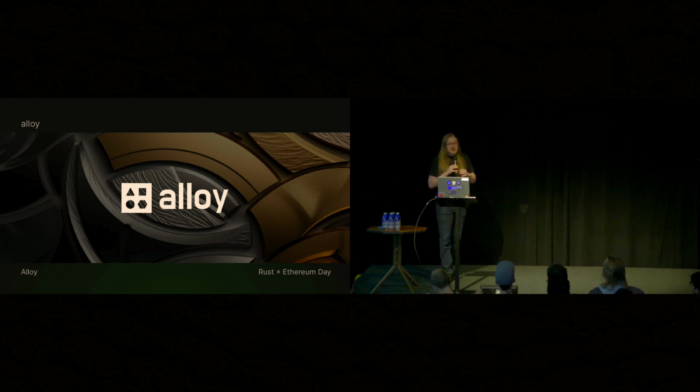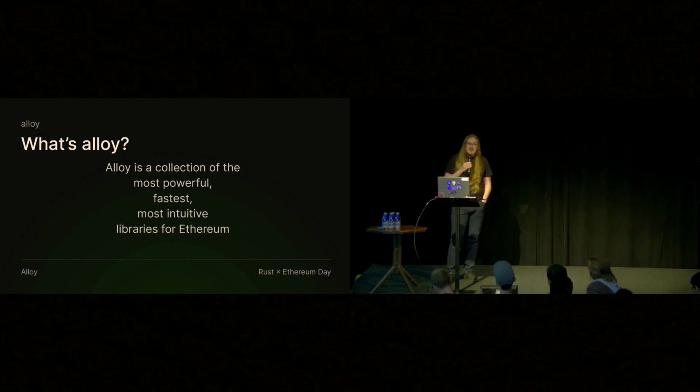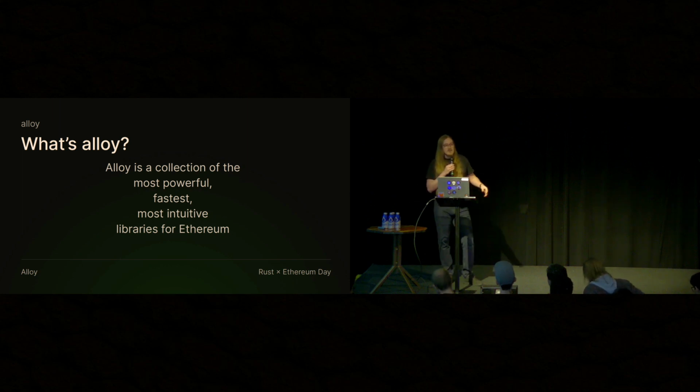So Alloy is now a collection of the most powerful, fastest, most intuitive libraries for Ethereum developers. It is a successor to the Ethers project and will eventually cover most of the scope of Ethers. Some of the things, like Ethers SolC, we're going to punt right out of the project because I don't want to handle that. That's going to become Evalier and Matt's problem, I think.